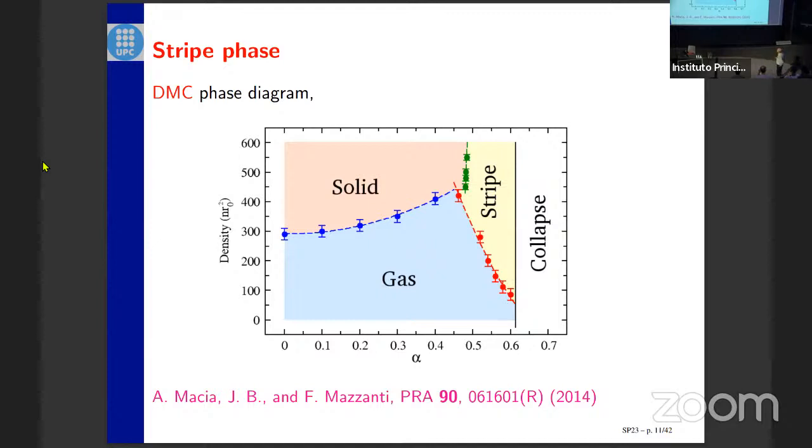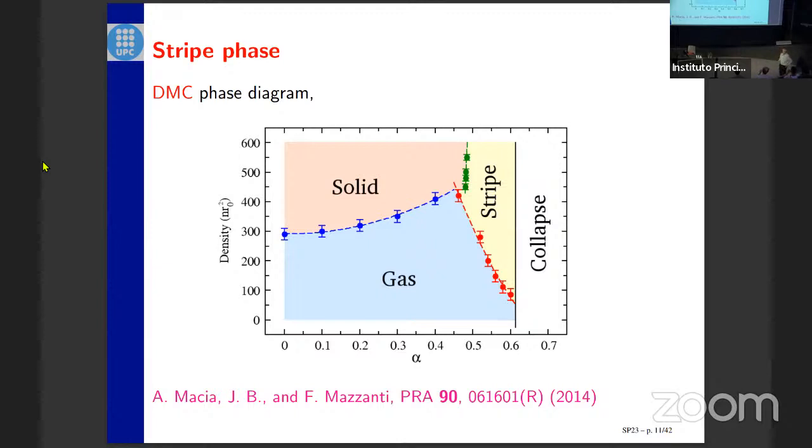We checked that from the gas to the stripe, this phase transition is second order, according to our results, looking at the scaling of the functions. From gas to crystal is a first order. From stripe to solid, we don't know, because honestly, it was extremely difficult to calculate this line, so we are not sure about this.